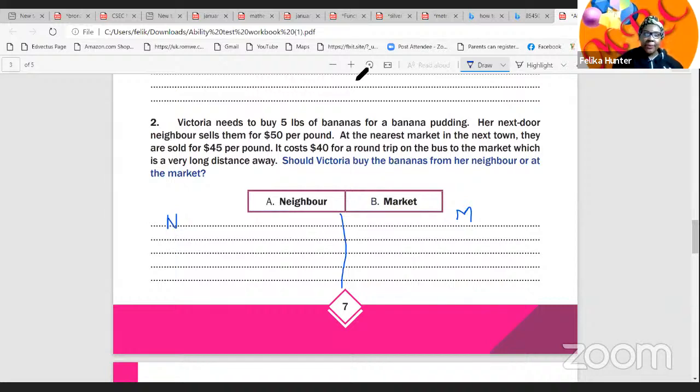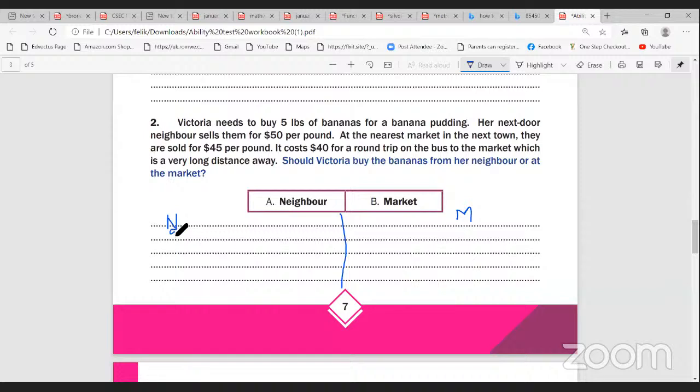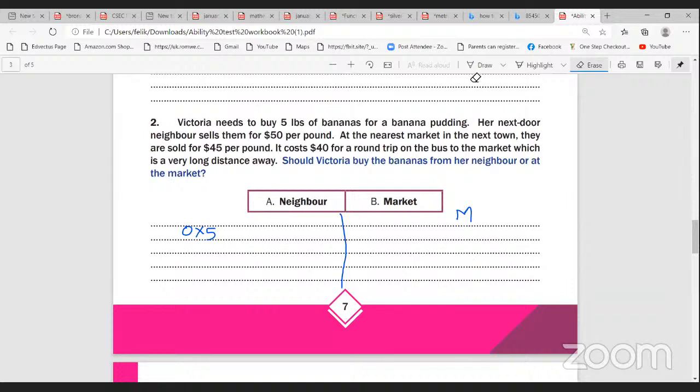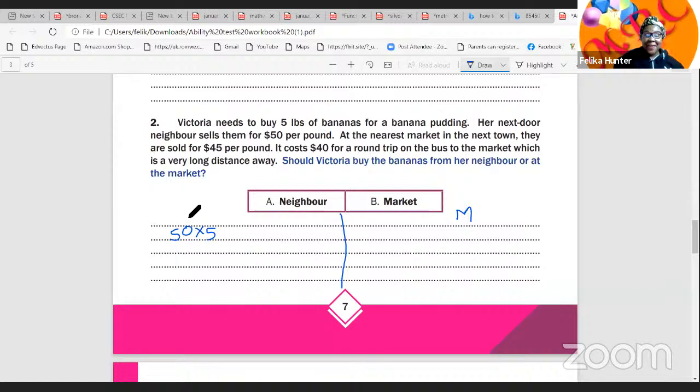Tell me what to write down. 50 multiplied by 5, 50 times 5, equals $250. Equals $250. And I like the fact that you said dollars because we're dealing with money. All right, $250. So I put my dollar sign. $250. Good.